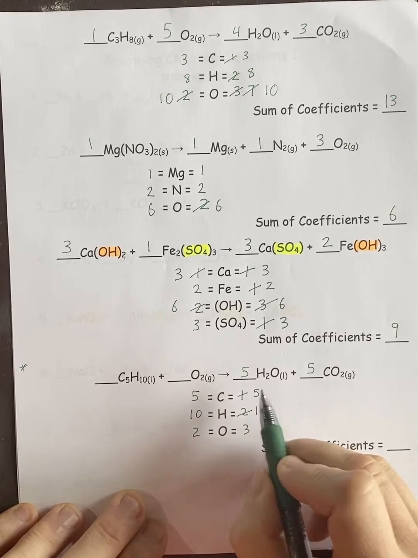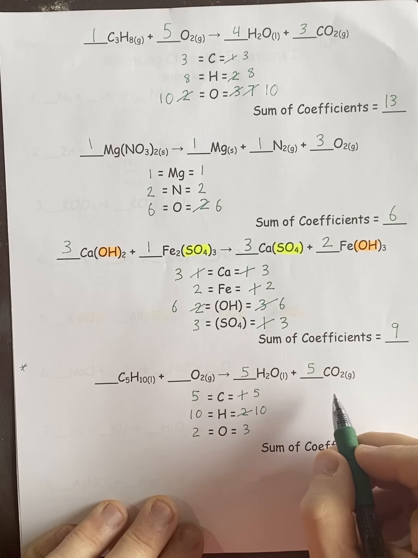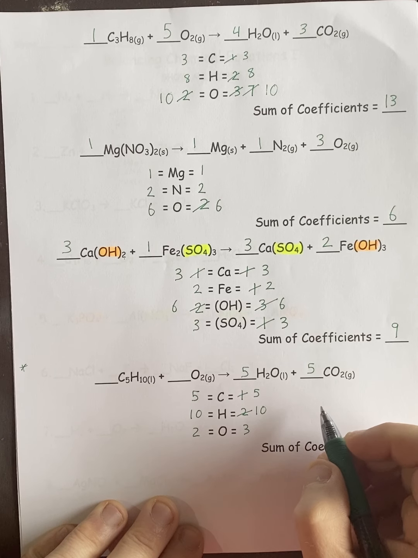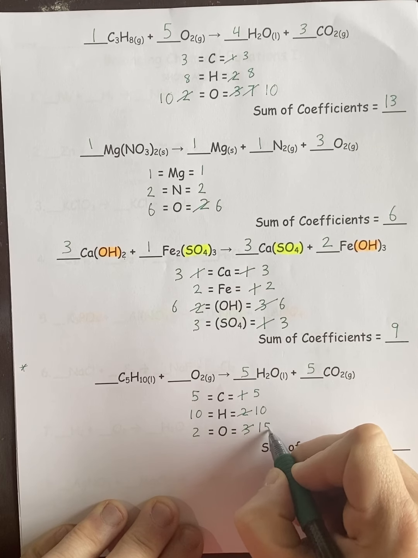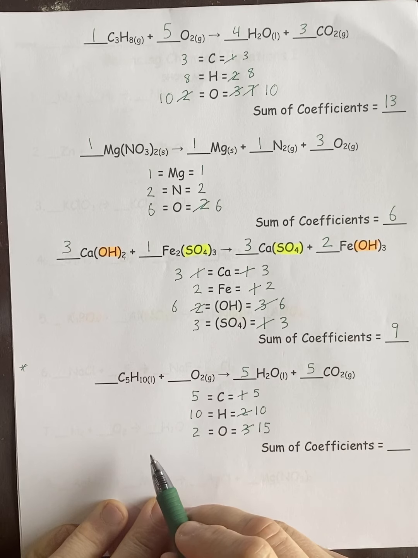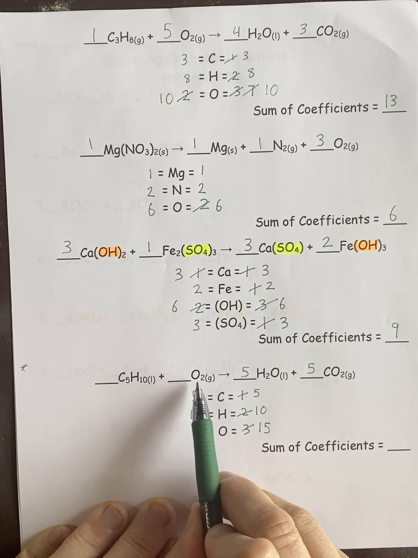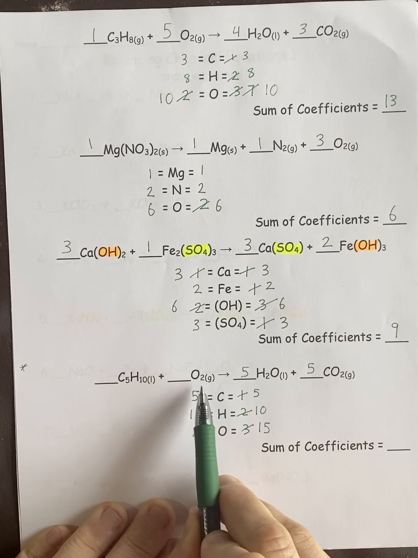If I retotal my H's, notice I'm combining the step just because I've done this so many times. If I retotal my H's, go to 10 plus 5, 15. And then I would need to go back and get 15 O's on the left. Now here's the problem. Because it's O2, right? If I put a 7 here, I'll get 14.